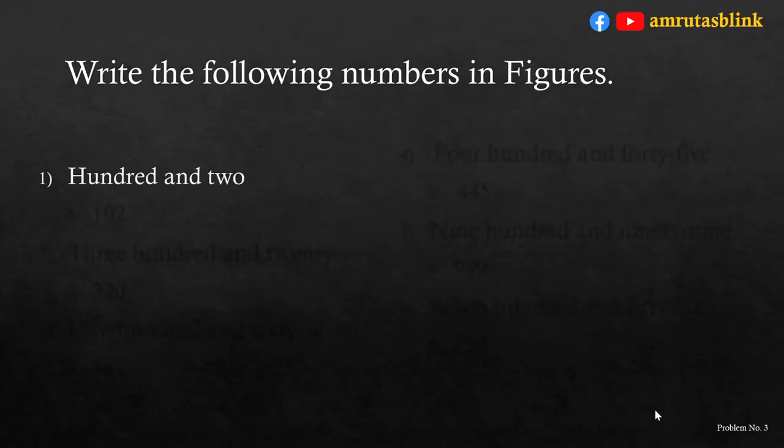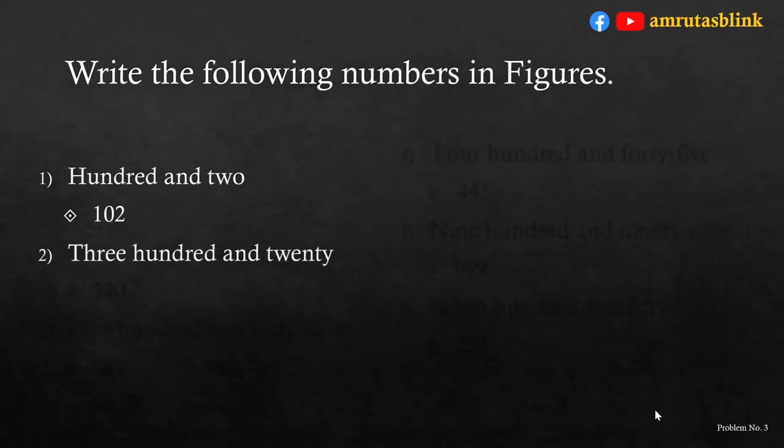Now it is 102. So from the problem we can understand that 2 will be at ones place. 100 means 1 is at hundreds place, but no digit is given at tens place, so the required number will be 102.